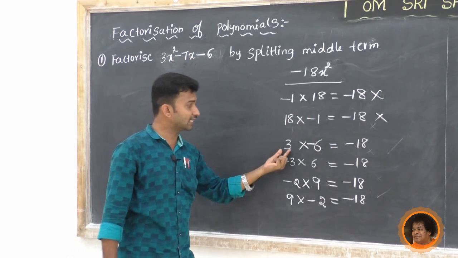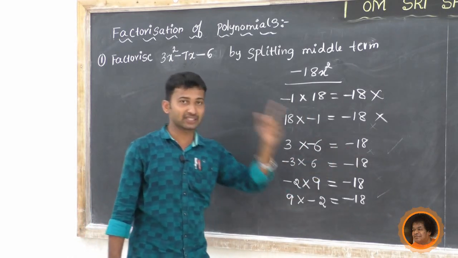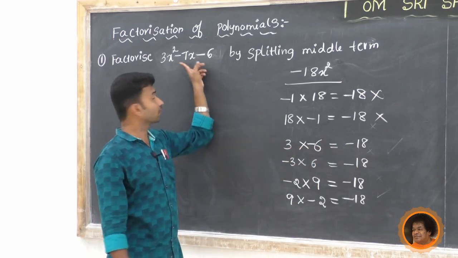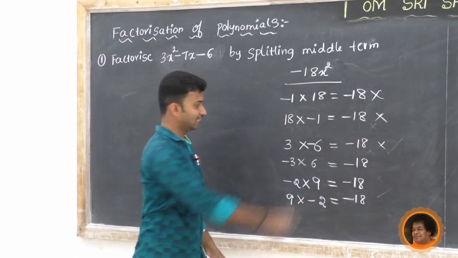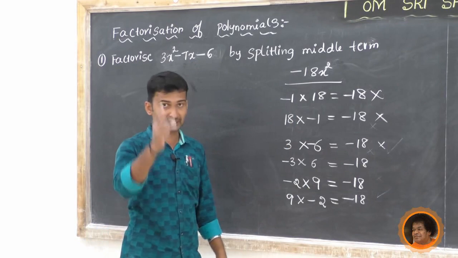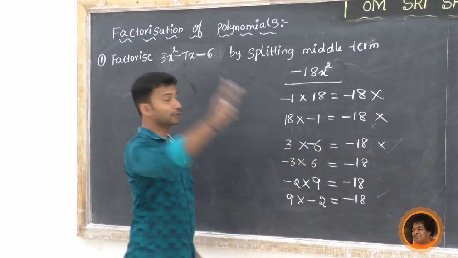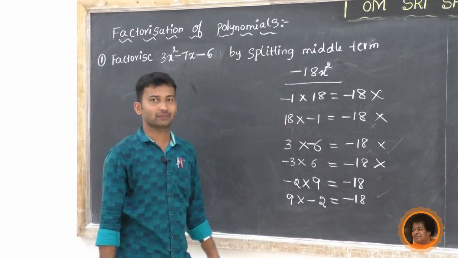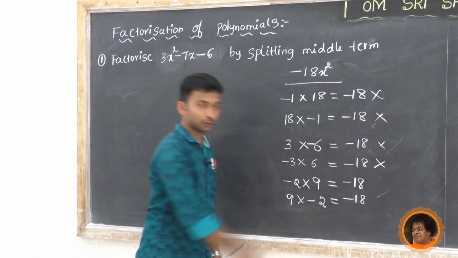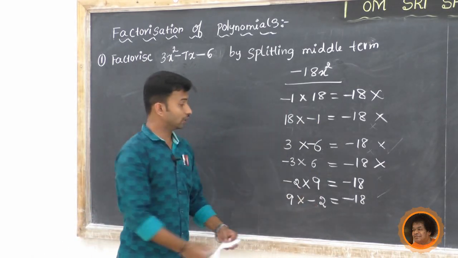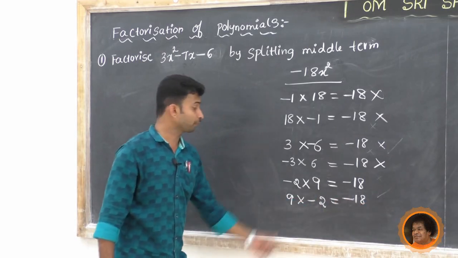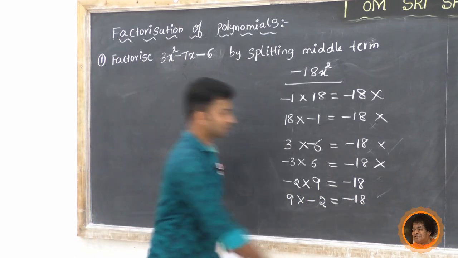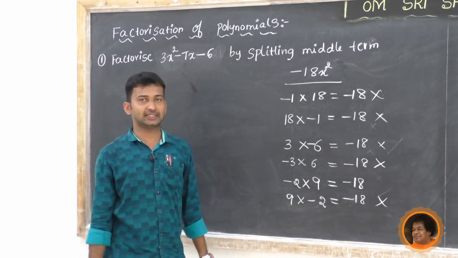What about the third values? 3 into minus 6 is equal to minus 18. And what is the sum? 3 minus 6 is equal to minus 3. So it's also rejected. Minus 3 into 6 is minus 18. What about the sum? Minus 3 plus 6 is equal to plus 3. We need minus 7. So the fourth pair is also rejected. Next, what about 9 into minus 2? 9 into minus 2 is equal to minus 18. What about the sum? 9 minus 2 is equal to plus 7. We need minus 7. So this is also rejected.